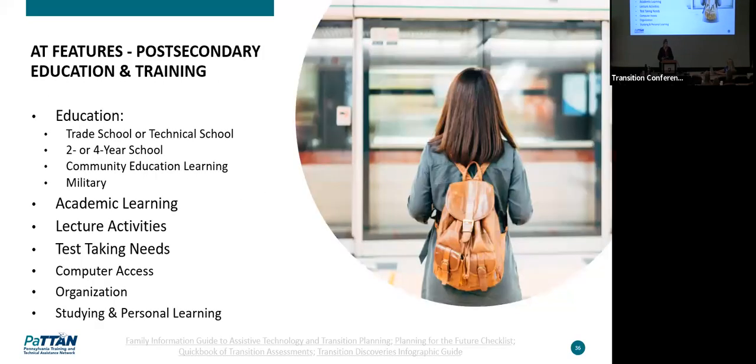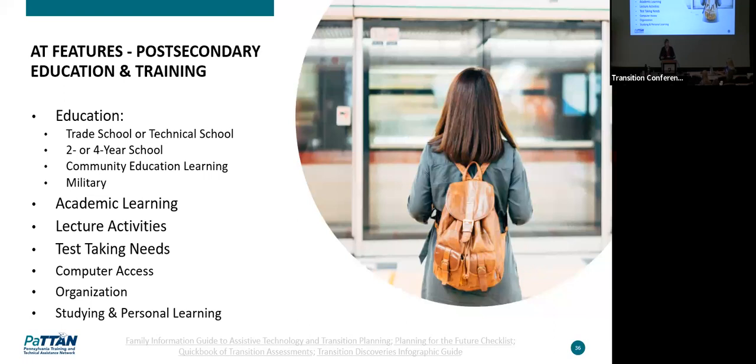And then when we start looking at the different areas, we're going to first look at education, so post-secondary education and training, no matter what that looks like. For some students, it may be a 4-year college. For others, it may be on the job training or community education, depending on what it is. Every student is unique, just like I'm unique, as well as any youth who has come to this conference is unique.